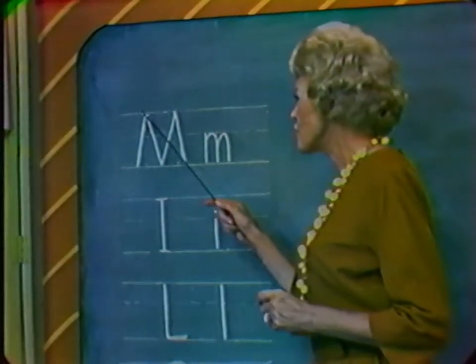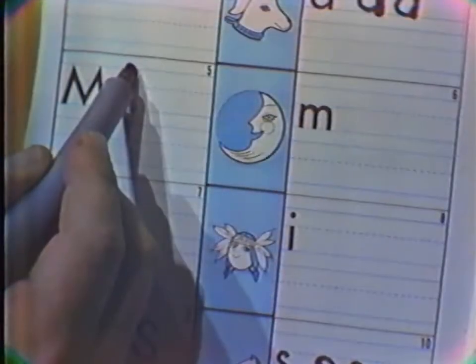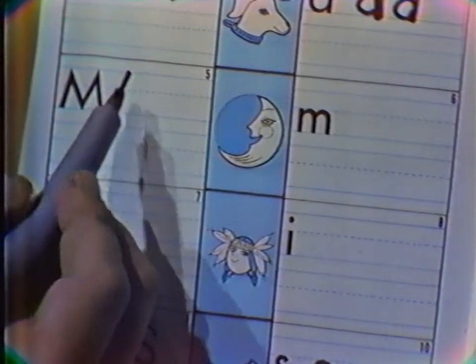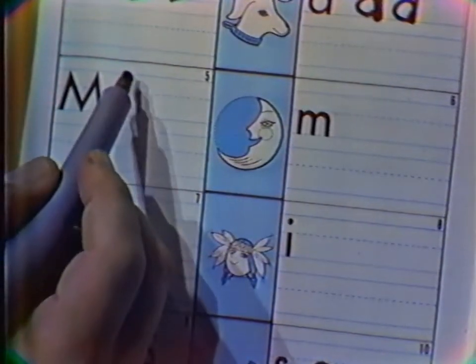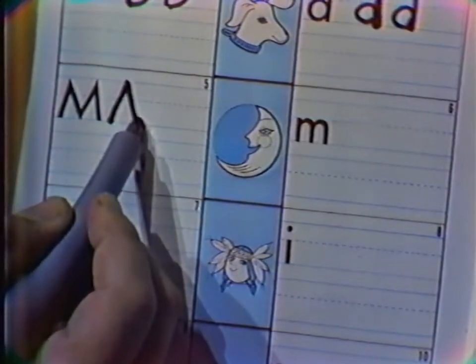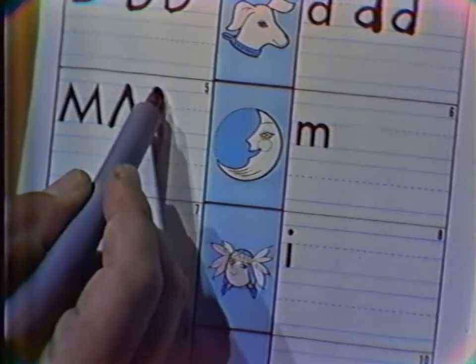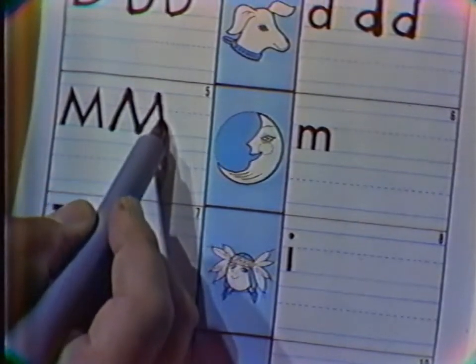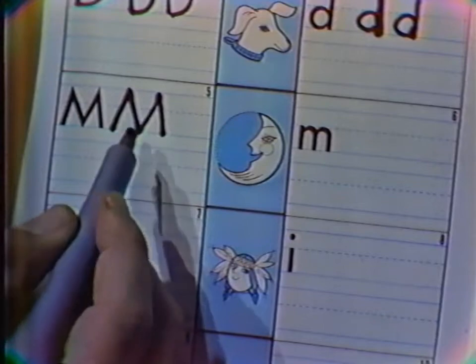All right, we'll start at the top, a slanty line down to the bottom, up at the top, another slanty line all the way down to the bottom, a slanty line up to the top, and a slanty line down to the bottom. A capital M.